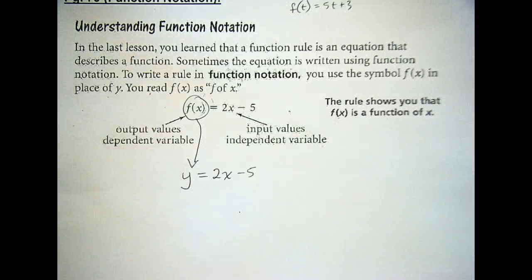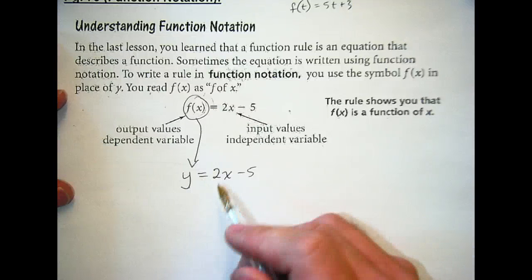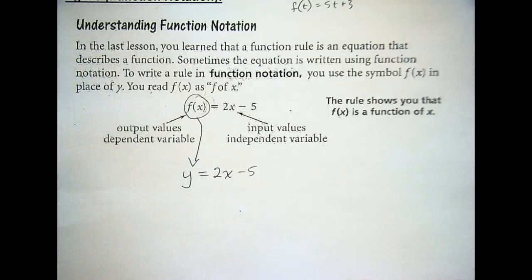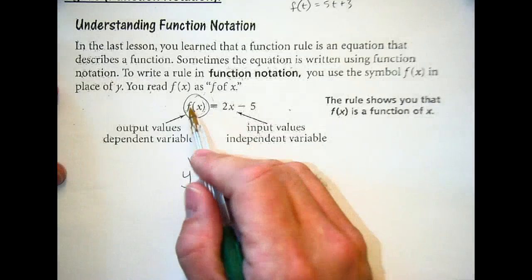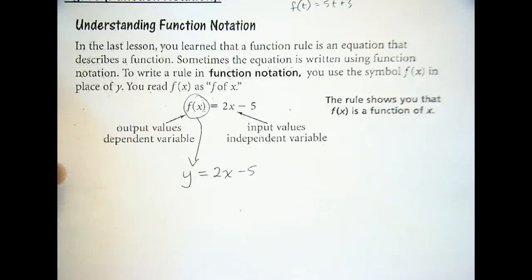All right, in terms of what we're doing here, y equals 2x minus 5. We read this as f of x. It has no mathematical operation in between the f and the x. It's not multiply or anything. It's just a different form of writing things.